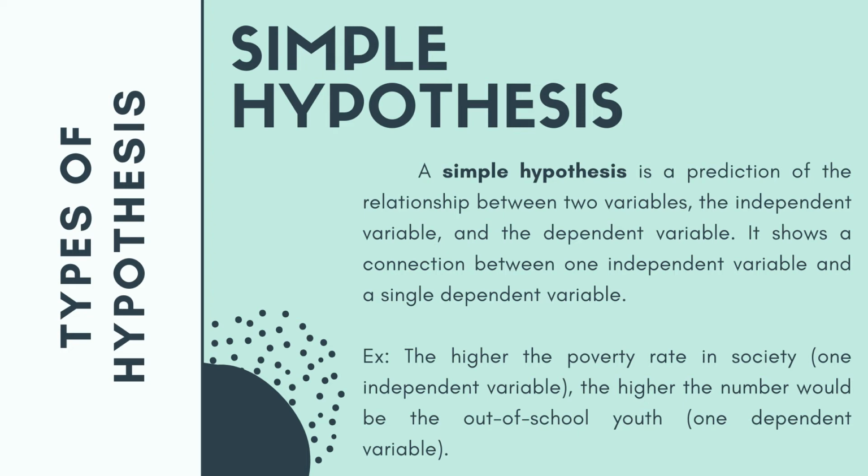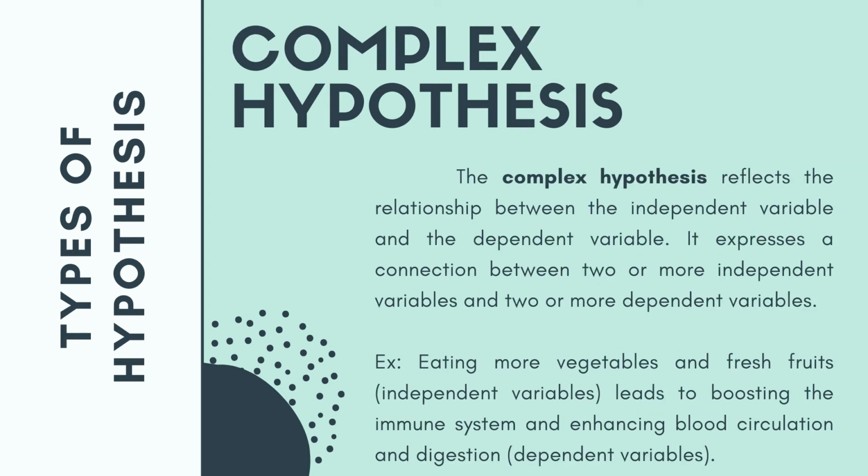A simple hypothesis. The second type is a complex hypothesis. It reflects the relationship between the independent and the dependent variable. Ang pinagkaiba nito, si complex hypothesis may contain two or more independent variable or two or more dependent variable. For example, eating more vegetables and fresh fruits leads to boost immune system and enhance blood circulation and digestion.